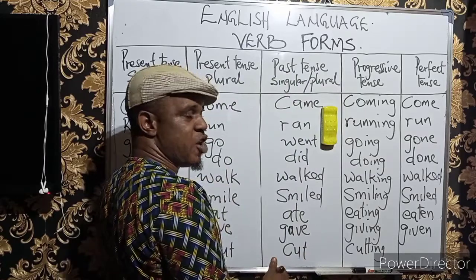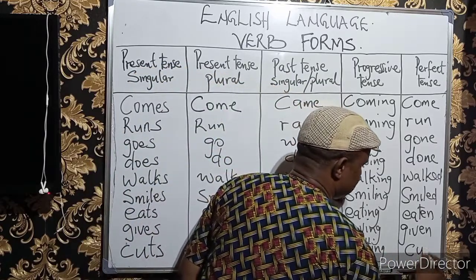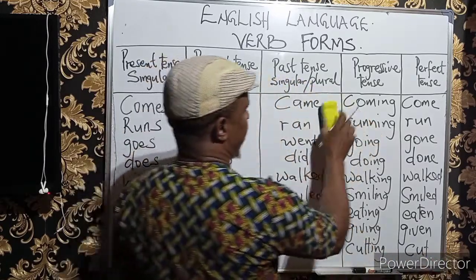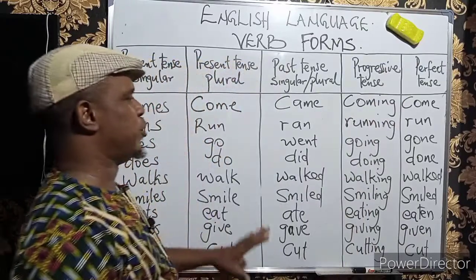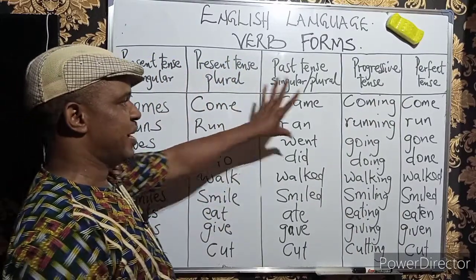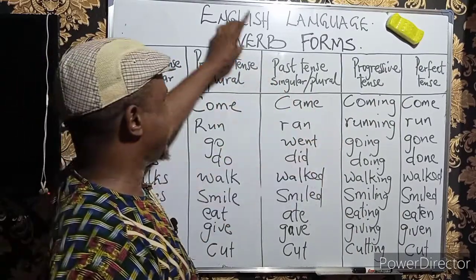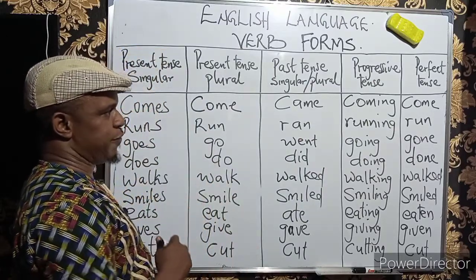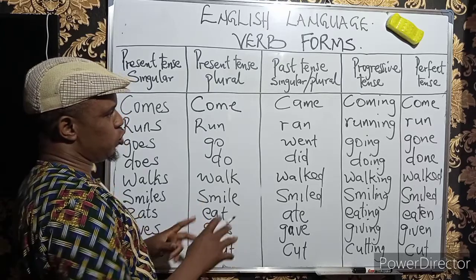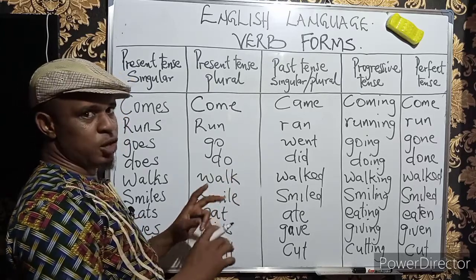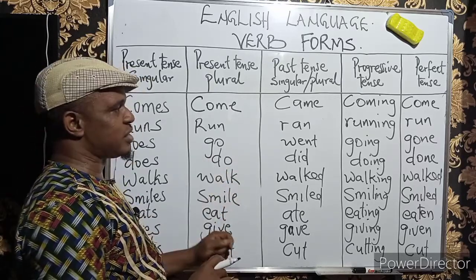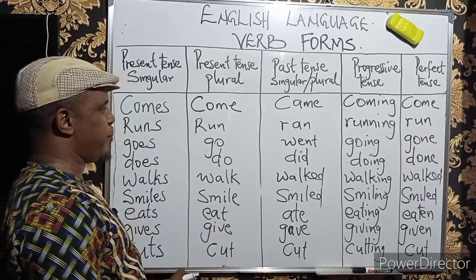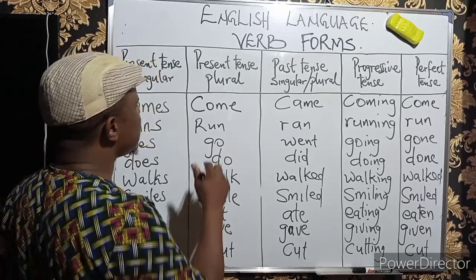Then cut remains cut. Okay, we've successfully filled the rows with the various verb forms. Now, if you discover what we have here, we are going to look at them critically to iron out things that we need to know. Very, very important.